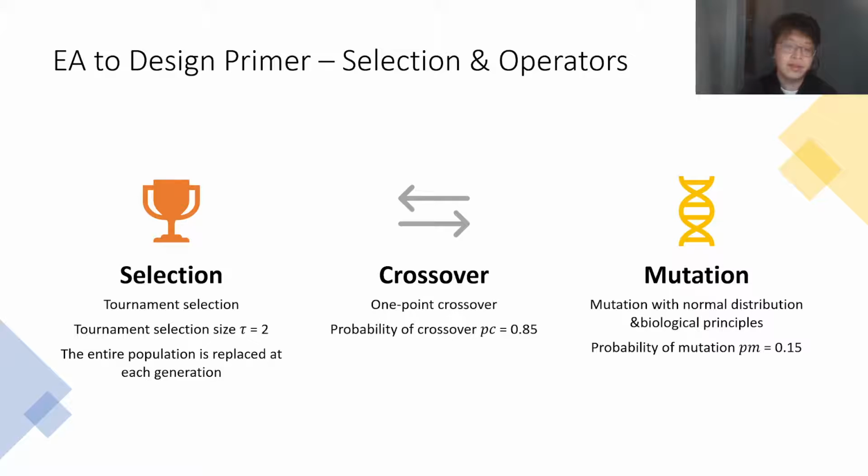For selection, the author used tournament selection with a selection size of 2, and for each generation, the entire population will be replaced according to the fitness. For the crossover, one-point crossover was used, and the probability of the crossover, PC, was set to 0.85. As for the mutation, the author used a biological principle here, but it doesn't matter.